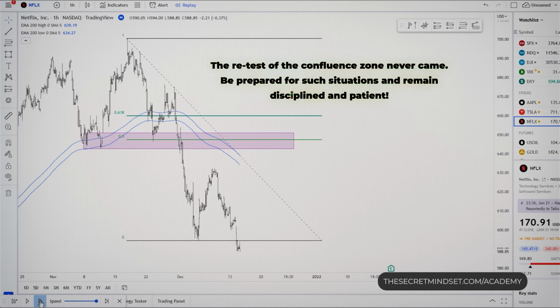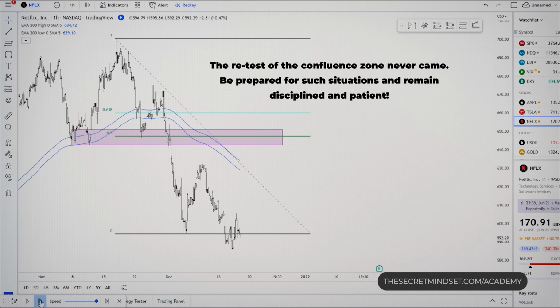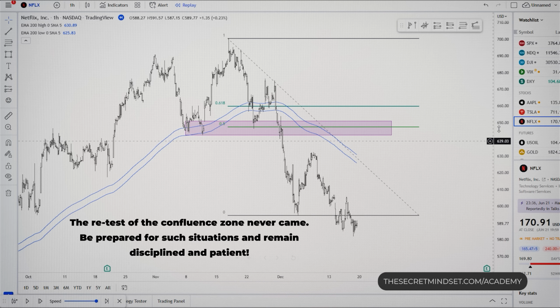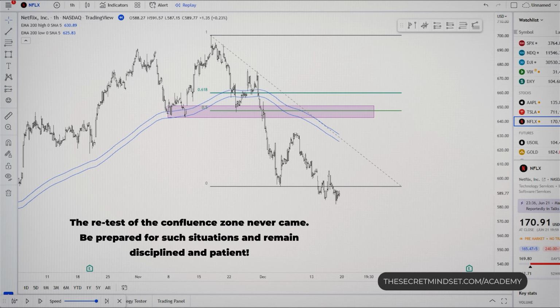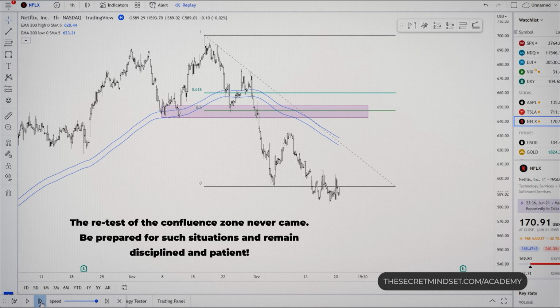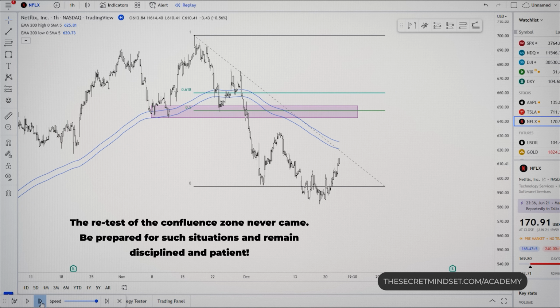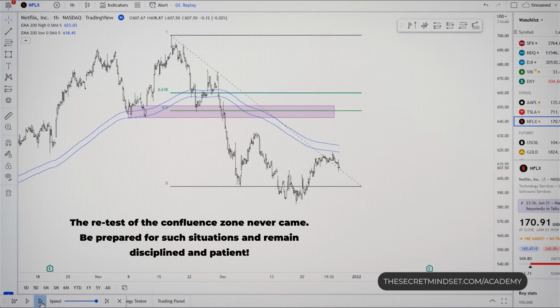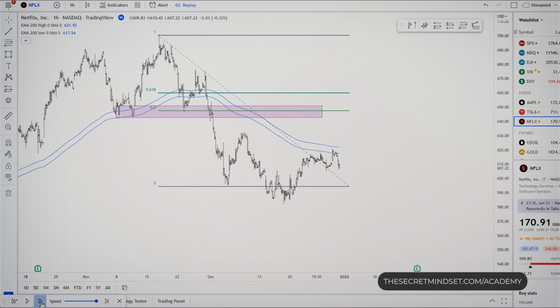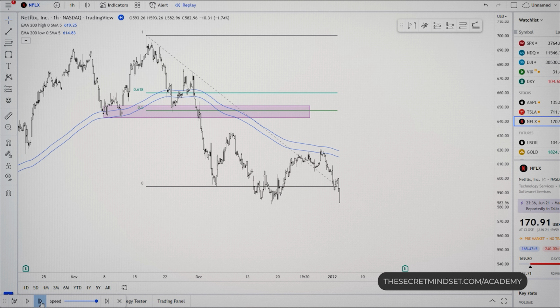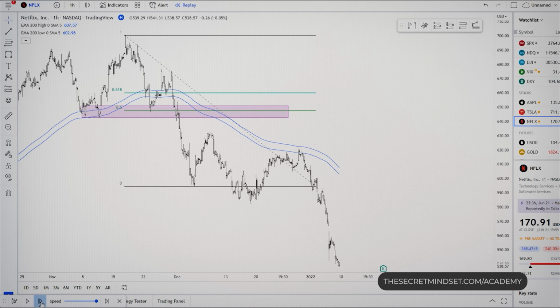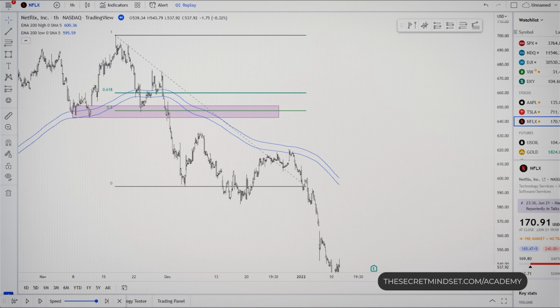Okay, that's unlucky. We anticipated a further price decrease, but the retracement to our Confluence zone never came. We only had a minor retracement and price went straight down. It's important to remain disciplined and patient and don't get frustrated or angry. You will see many similar setups and you will wait for a retracement to your Confluence zone, but sometimes you'll miss the opportunity.